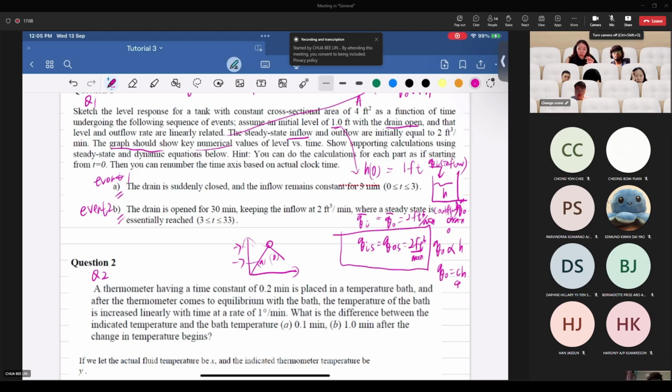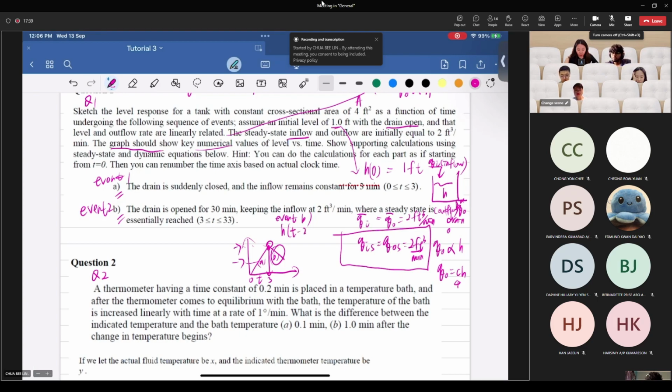The values will always be like the initial value and the steady state value, for example. So they are the significant key numerical values. And then, for example, the endpoint of this one, let's say this is T and then 3 minutes. So for event B, the second event, you have to start from T minus 3.